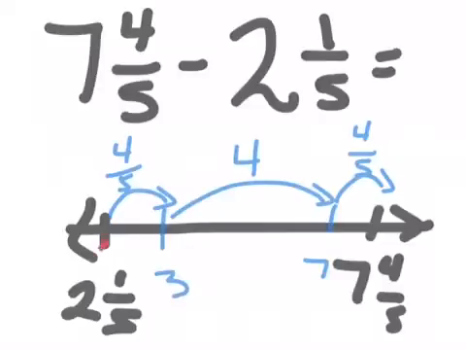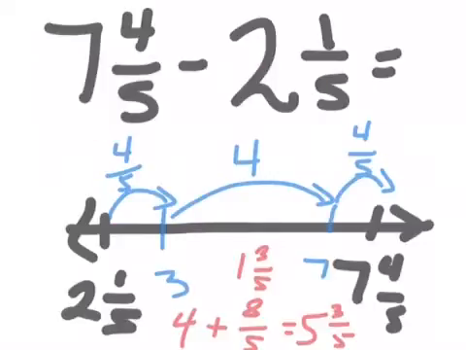So to go from 2 and 1/5 to 3, we needed to add on 4/5. From 3 to 7, we jumped 4 wholes. And then from 7 to 7 and 4/5, we jumped 4/5. The next step is to add all of these jumps together.